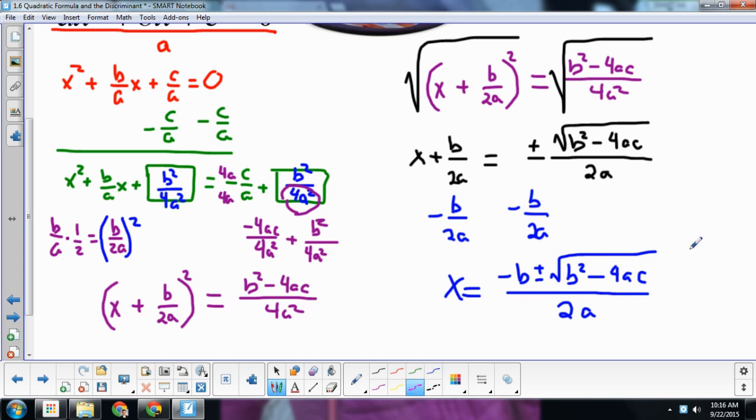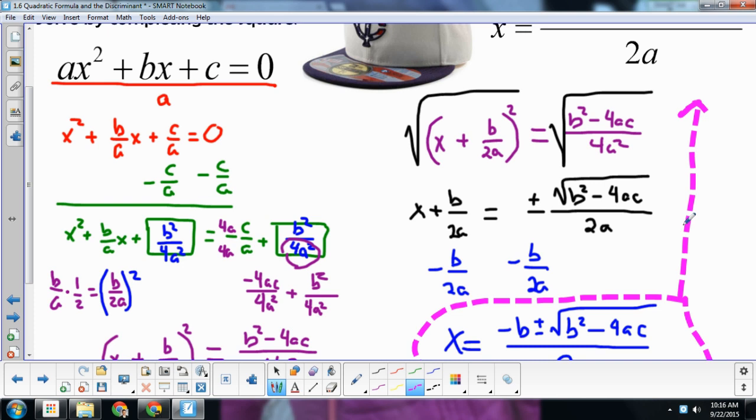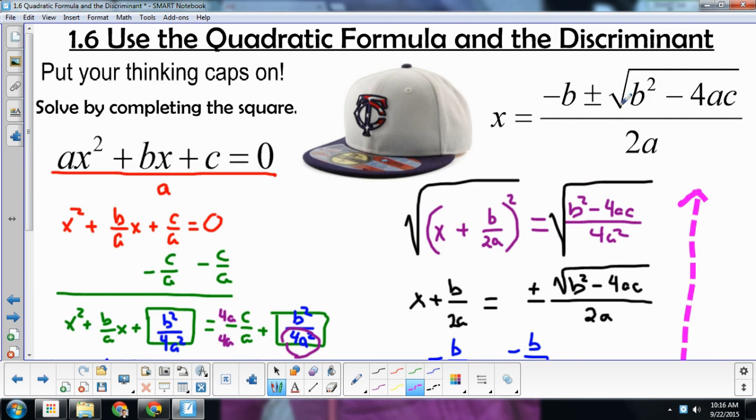And that is the quadratic formula that you see right up here. Negative b plus or minus the square root of b squared minus 4ac all over 2a. And we'll look at how to apply that in just a moment.